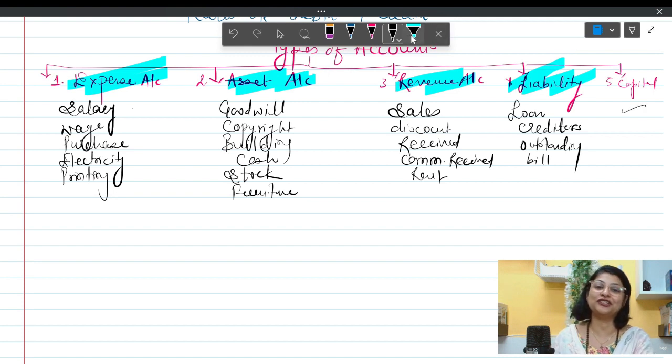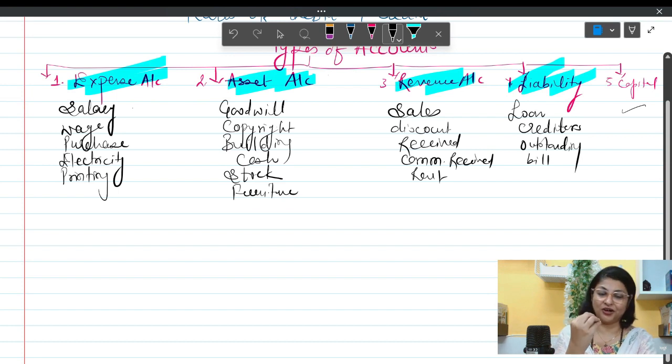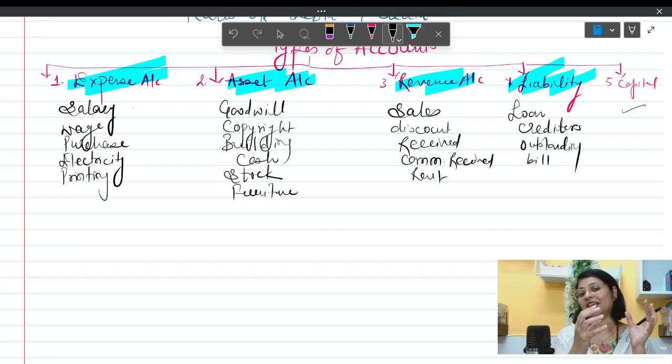So first of all, we need to identify the account. The first step of doing a journal entry is identification of the account: whether it is an expense account, asset account, revenue account, liability account, or capital account. The easiest of all these five is the capital account, because it does not include many things. It is just introduction of capital, withdrawal of capital, etc. And there are a few more transactions like interest on capital, interest on drawings, etc. Otherwise, the capital account is not affected.